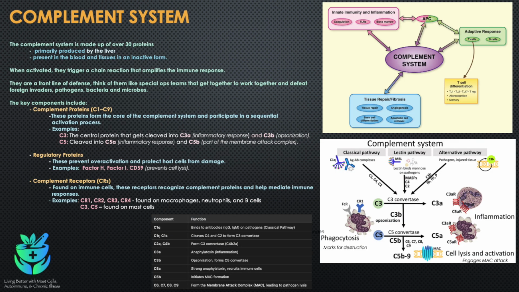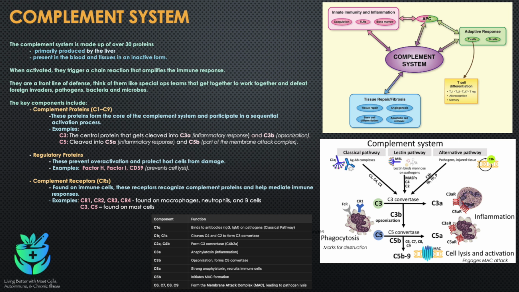The complement system is made up of over 30 proteins. These are produced primarily by the liver, so you can imagine what's going to happen if you have an unhealthy liver. They are present in the blood and tissues in an inactive form. When activated, they trigger a chain reaction that amplifies the immune system. They are a front line of defense.